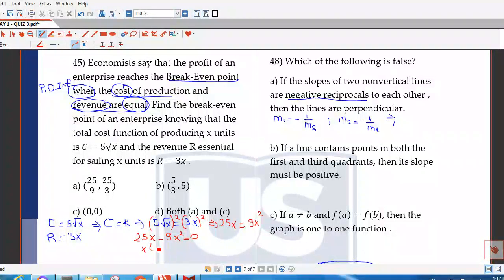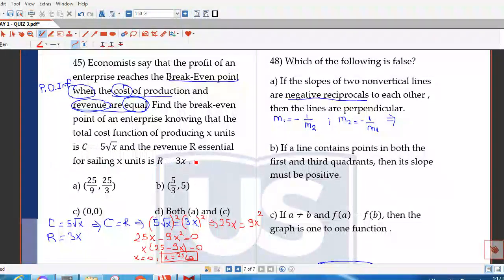x can be taken as a common factor, x times (25 minus 9x). The solution of this equation is going to give us x is equal to 0 and x is equal to 25 over 9. 0 is like the beginning point for them, so it cannot be the x coordinate of our break-even point. So 25 over 9 will be chosen as the x coordinate.